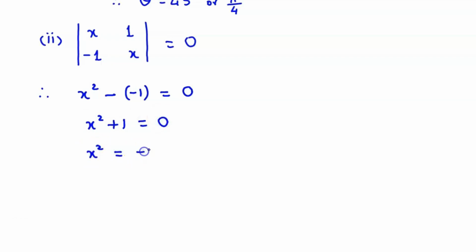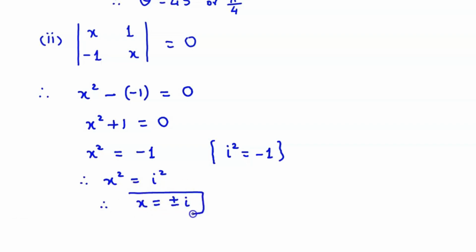or we could say x square is equal to negative 1. Now minus 1 could be replaced by iota square, right? The imaginary unit. Because we know that iota square is minus 1. So therefore, we have x square is equal to iota square. Therefore, the value for x is plus or minus iota.